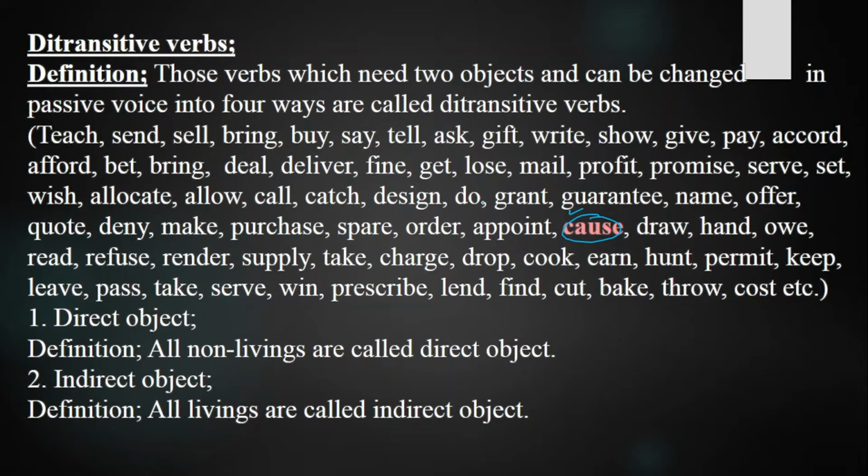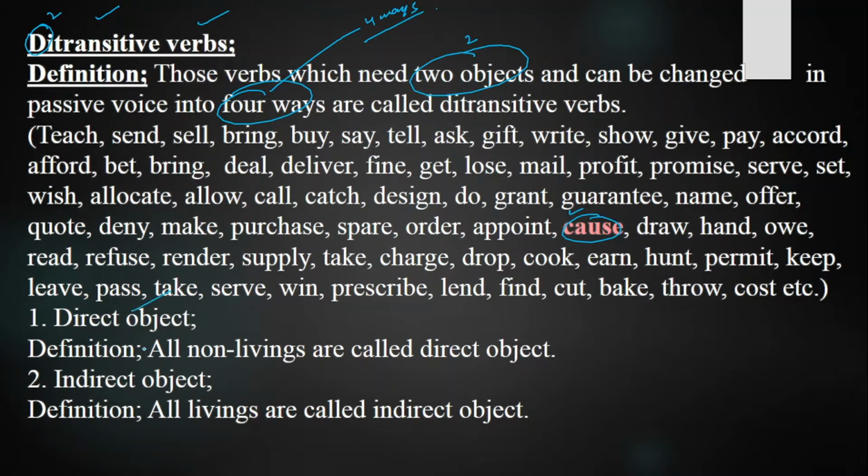Now, before starting this, we will take a glance at the definition of ditransitive verbs. Di means two, transitive means which can be changed into passive voice, and verb shows an action. Those verbs which need two objects, keep in your mind they need two objects, and can be changed into passive voice in four ways, are called ditransitive verbs.